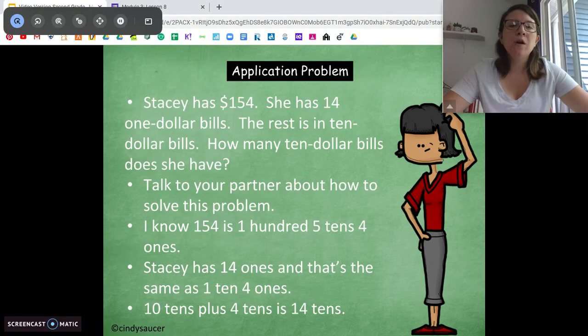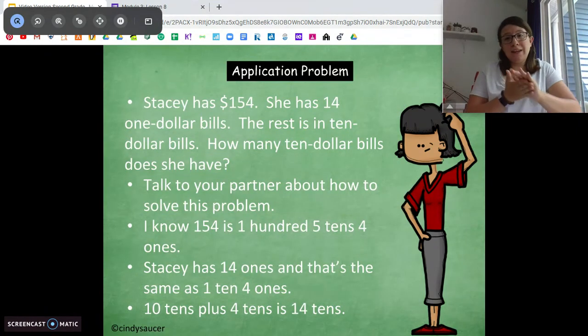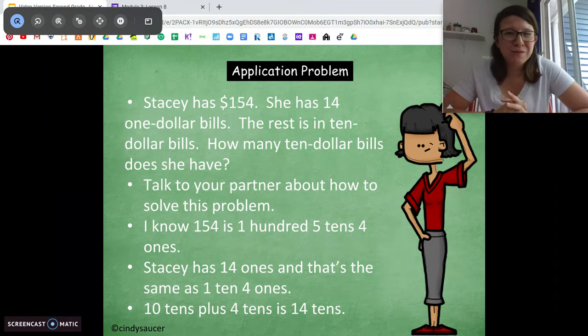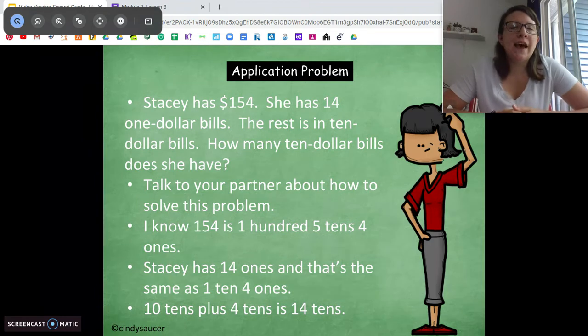14. Awesome. Okay. For this one, you're going to need someone at home to talk to, because this one's kind of a discussion-based application problem. So see if you can find someone at home to talk this through. Okay, ready? So this says Stacy has $154. She has 14 $1 bills. The rest is in $10 bills. How many $10 bills does she have?